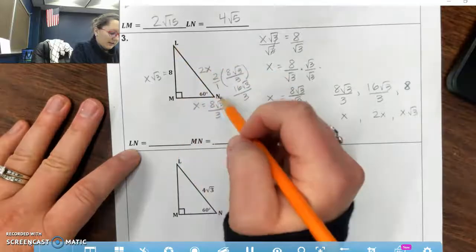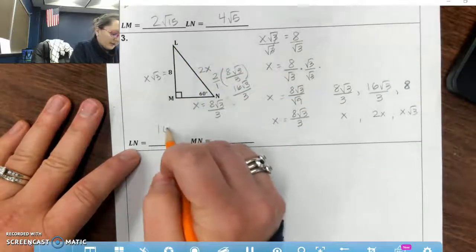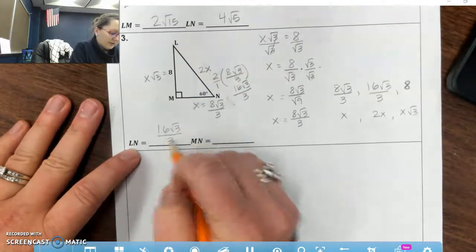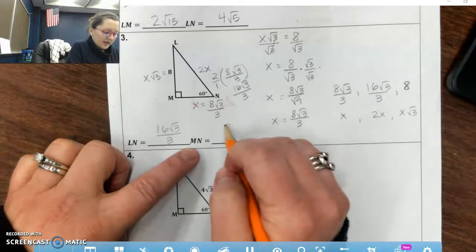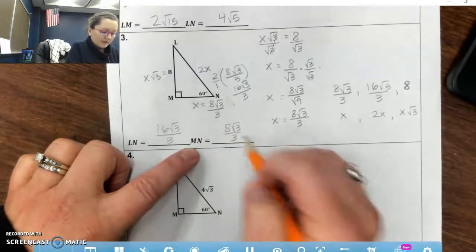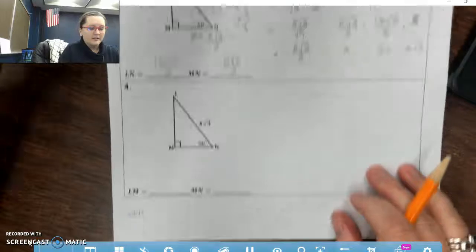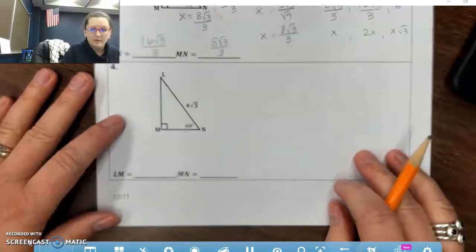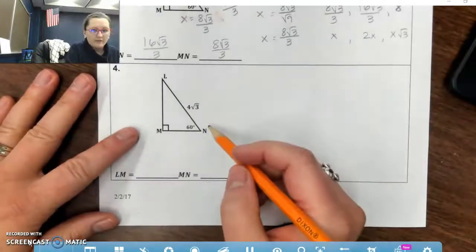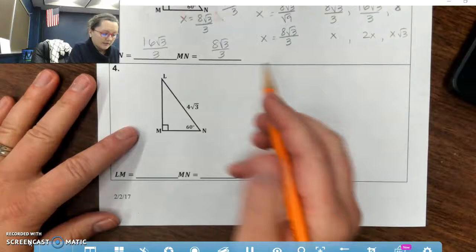Let's plug in here. LN, my hypotenuse, 16 root 3 divided by 3. MN, 8 root 3 divided by 3. A little bit of funky work. All right, let's do our last one. Then we're going to work on some together in class. So if you're still having issues, please come to class. That's the most important thing.